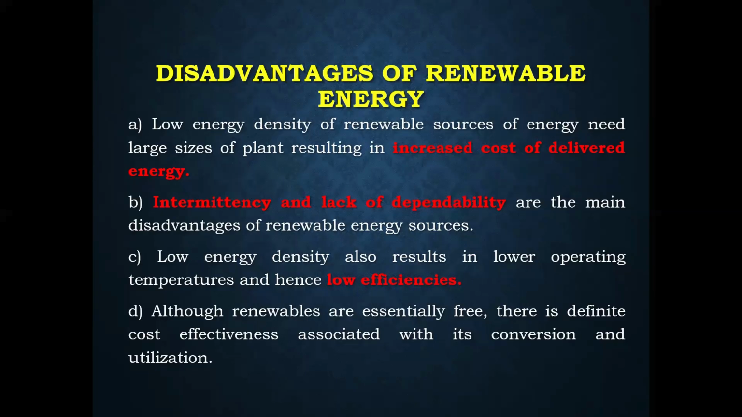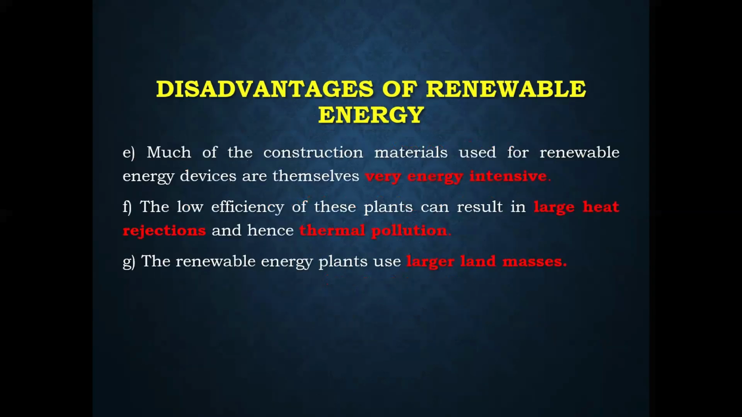So low energy density results in low operating temperatures and hence the efficiencies are also less. So although these energy sources are free, there is definite cost associated with their conversion and utilization. So raw material is available free of cost, okay, fine. But it needs proper conversion technologies. So it needs proper technology to utilize them properly. So that's why a definite cost will be there for this particular renewable energy source.